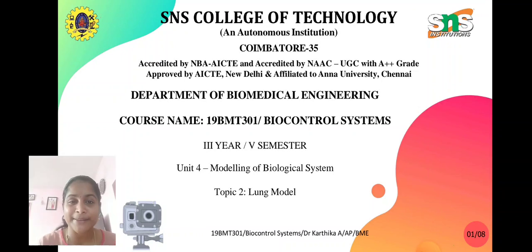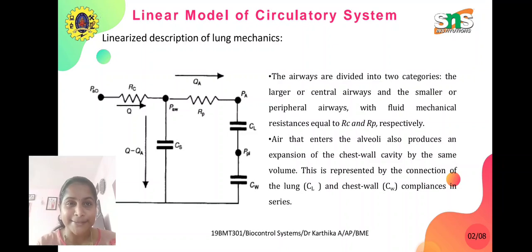In this December month lecture series, we are going to discuss modeling of biological systems. Here I have chosen the topic lung model. This represents the linear model of the circulatory system. This circuit is called the linearized description of lung mechanics. Here we use the elements PAO, RC, QA, Q minus QA, PAW, CS, RP, PA, CL, PPL, CW.